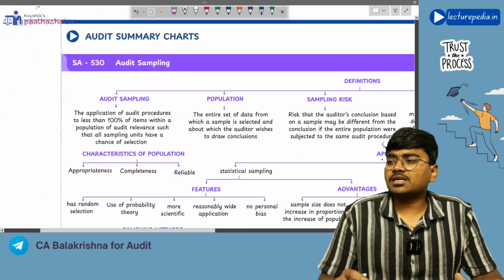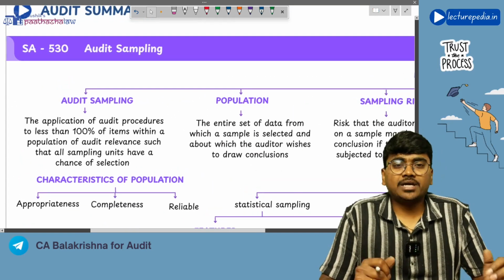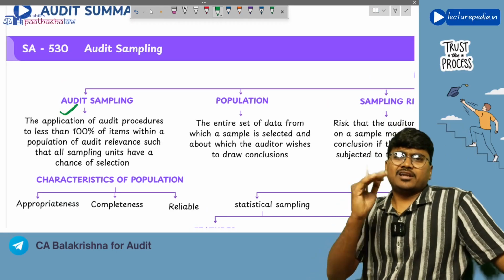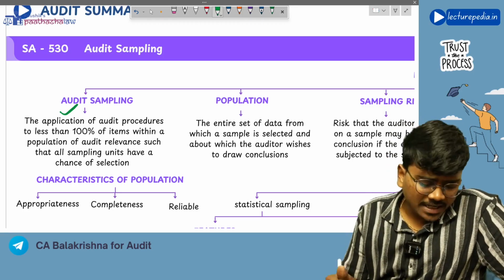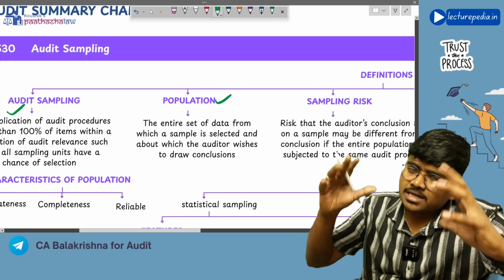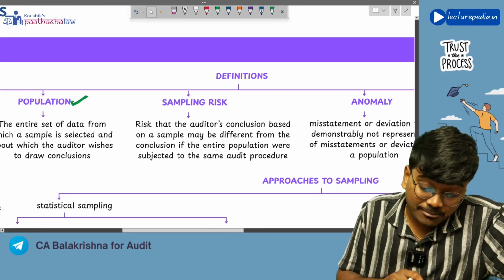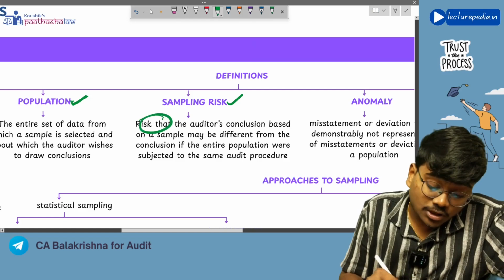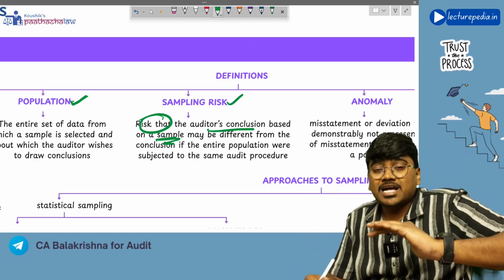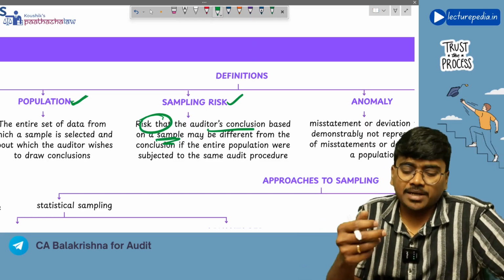Next we'll start with SA-530. So SA-530 deals with audit sampling. What is meant by audit sampling? Application of audit procedures to less than 100% of the population is known as audit sampling, correct or not? Next, what is meant by population? Population means the entire set of data from which you will take the sample. Next, sampling risk. What is meant by sampling risk? Risk that the auditor's conclusion based on the sample may be different if the auditor has performed the same audit procedures on the complete population. Such a risk is known as sampling risk.